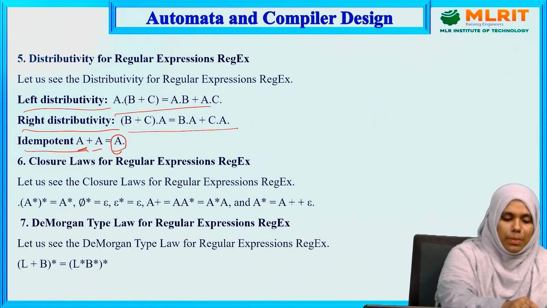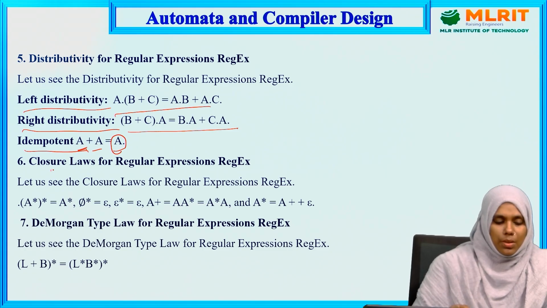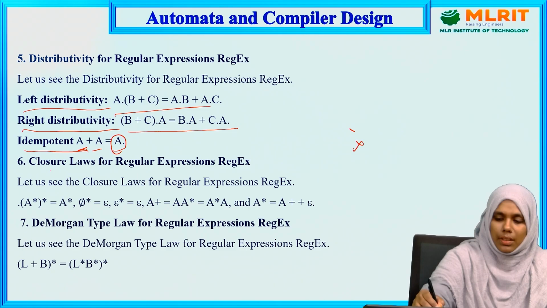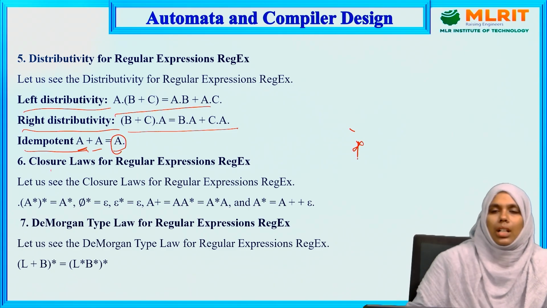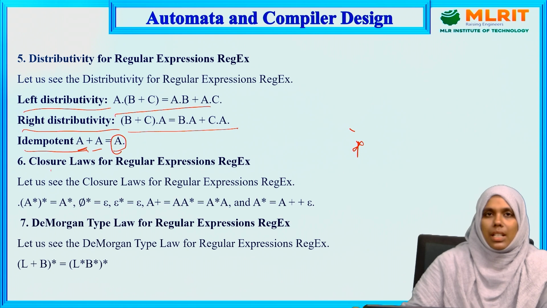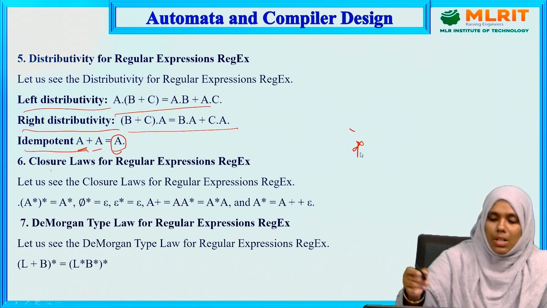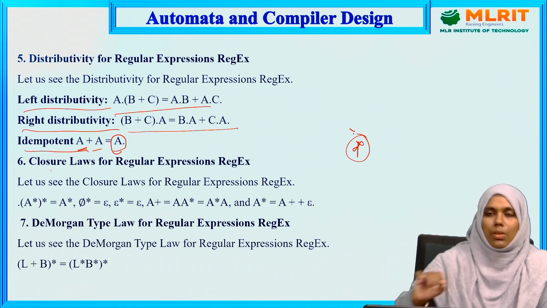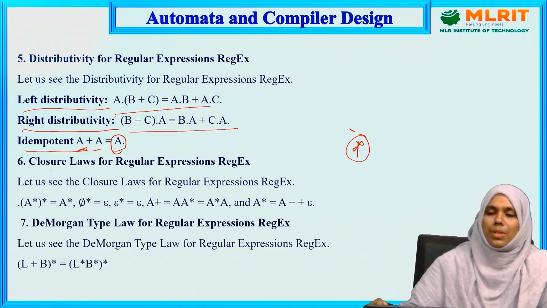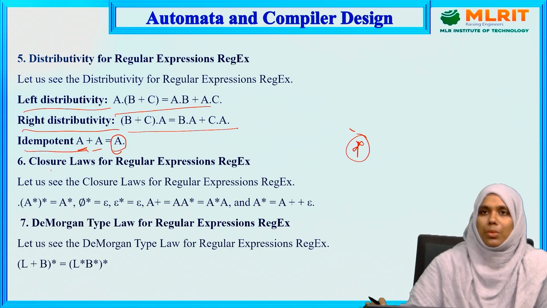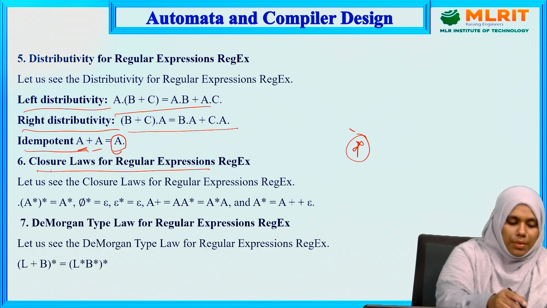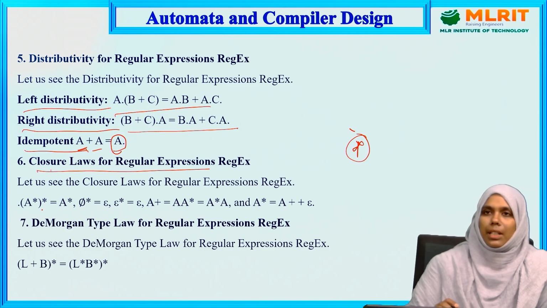The next one, closure law. Closure law is defined with the star symbol. When we discuss union operators, intersection, as well as the closure property, closure is simply defined with the star. Star means it has a possibility of zero or more than one transition. So whenever we say the closure law of regular expression, it has to be defined with the asterisk.